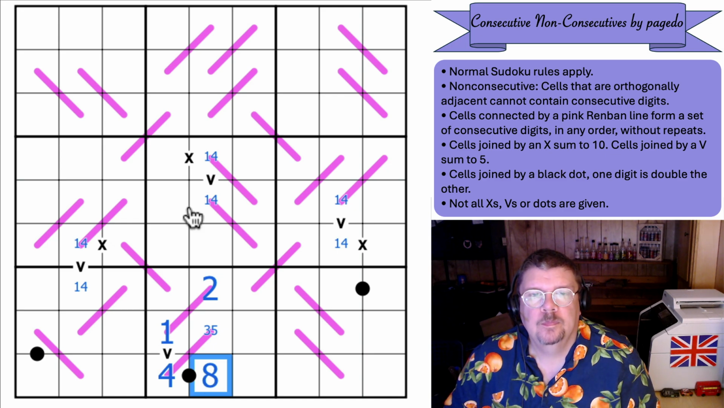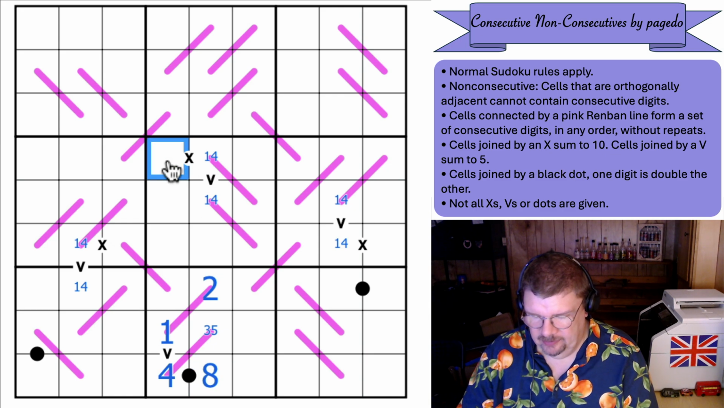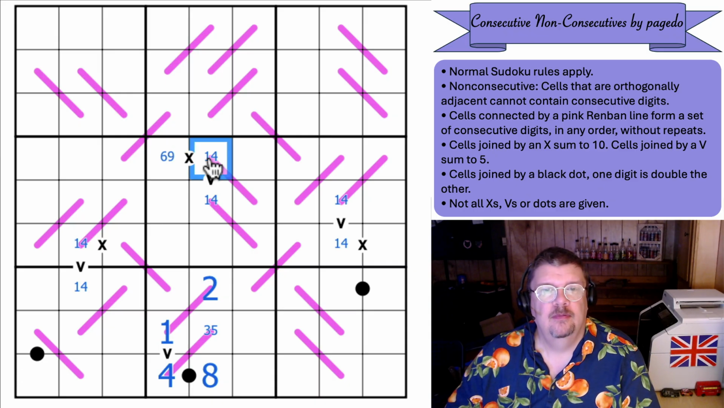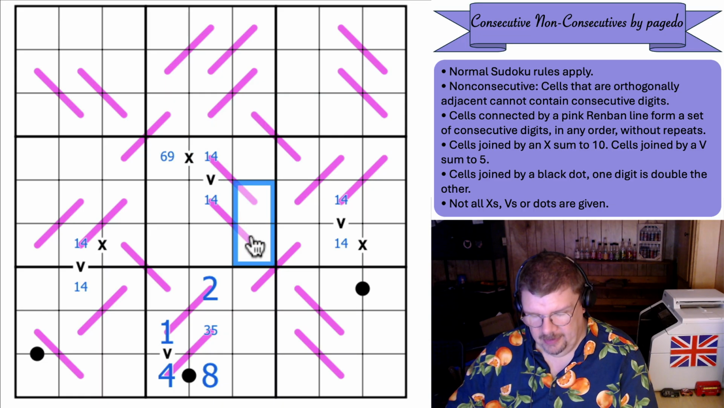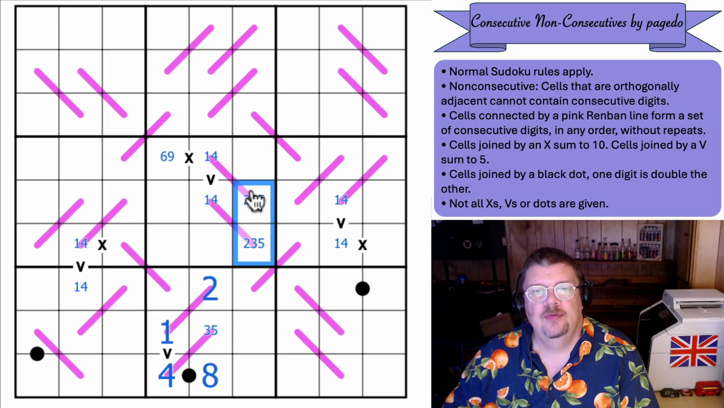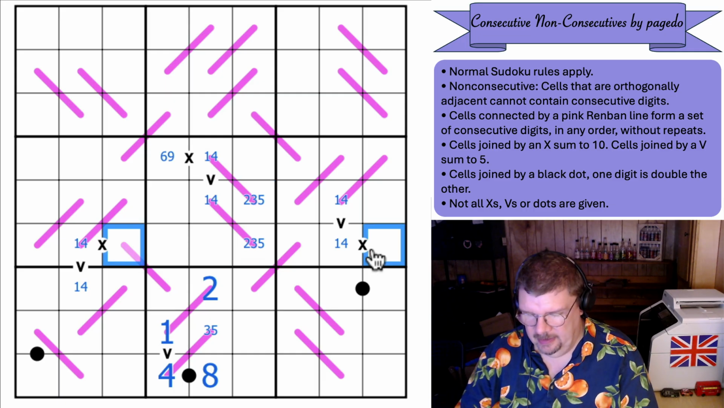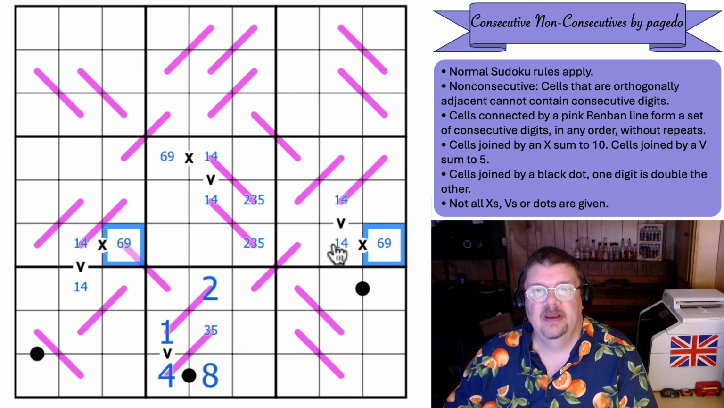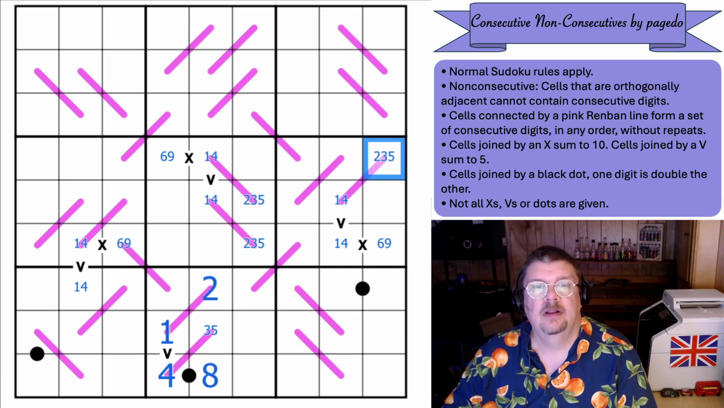This here is 6 or 9, depending on what's going to happen there. These two cells are from 2, 3, and 5. One of them will be a 2, the other will be a 3 or a 5. Here we get a 6, 9 pair for across the X. And this 1, 4 gives us 2, 3, 5 as well.